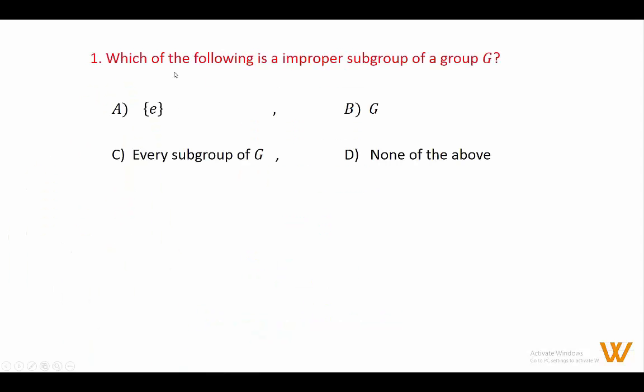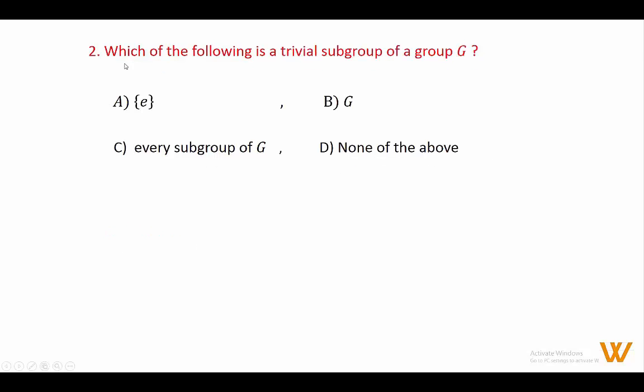First MCQ: which of the following is an improper subgroup of group G? Answer is option B, G. G is an improper subgroup of G. Second: which of the following is a trivial subgroup of G? Trivial subgroup means zero subgroup, means identity subgroup. Answer is option A, single element identity.